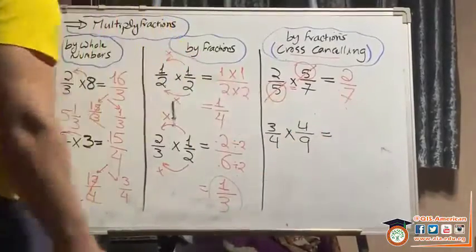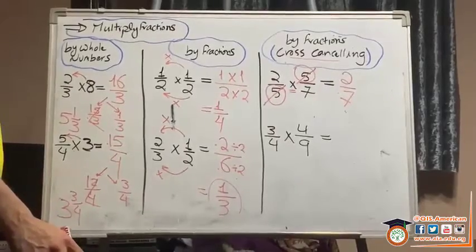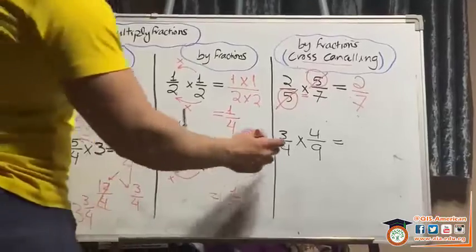Now, is this the simplified form? 2 over 7. Do 2 and 7 ever meet in a timetable? No, they don't. So this is the simplified form. Okay? Let's take a look at this one.